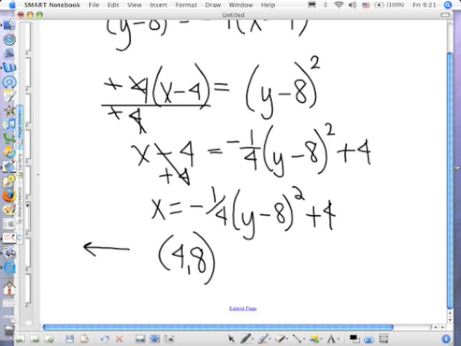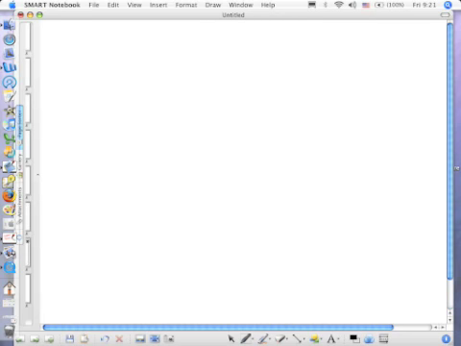Because the x and the y have been flipped around. Y is in the parentheses, so it's paired up with the y coordinate of the vertex. The negative positive rule still applies in there. Just the x and the y have switched. Okay?